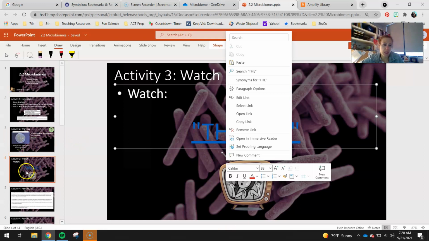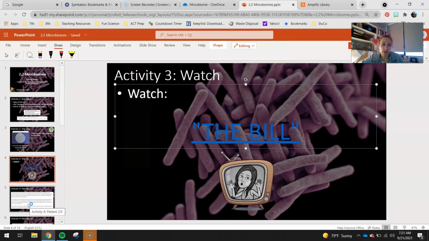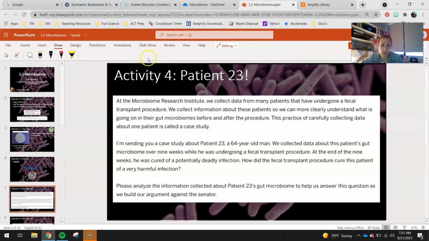All right, moving on to activity 4. Here is patient 23, an introduction. At the Microbiome Research Institute, we collect data from many patients that have undergone a fecal transplant procedure. Basically, the word fecal means poop. I know that sounds gross, but this is an actual procedure that we can do in labs to correct people's gut microbiome to make them feel better. We collect information about these patients so we can more clearly understand what is going on in their gut microbiomes before and after the procedure.